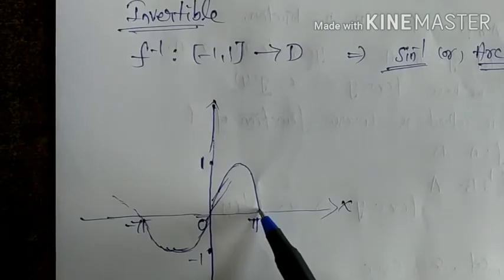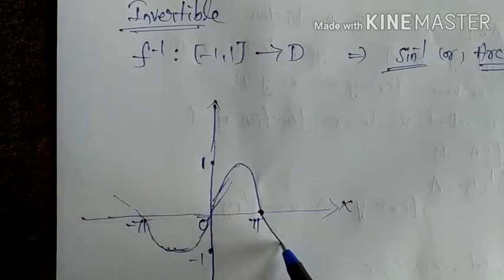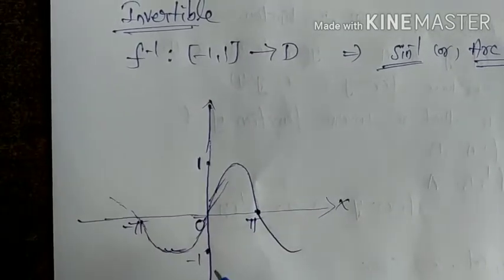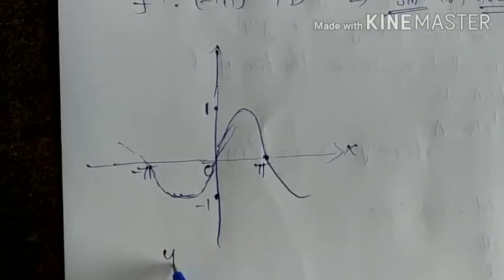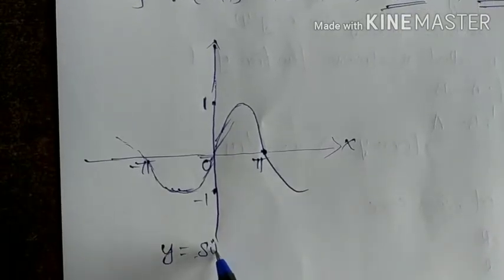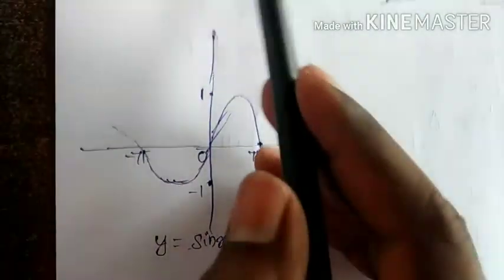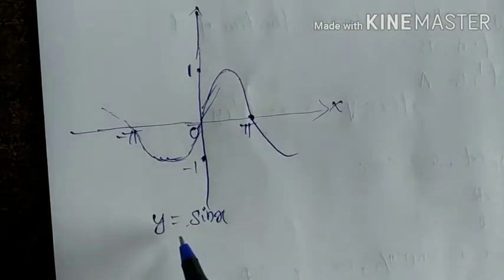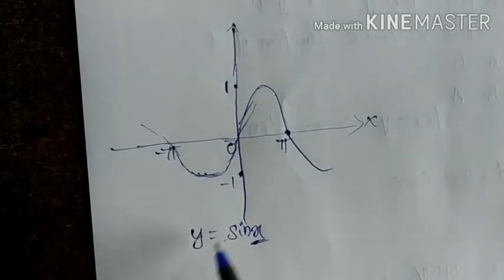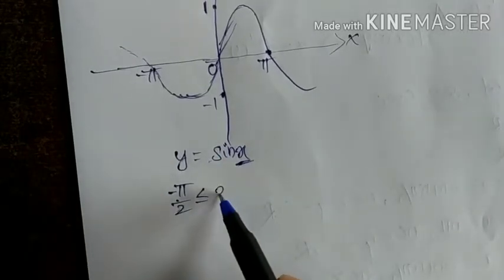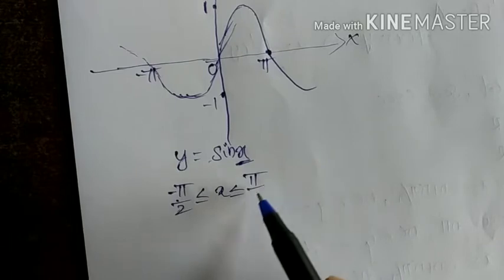Okay, this is the graph of the sine function. Here this represents y equals sine of x. This is valid for any of these intervals, so we can take this interval. Here x is valid for these values: minus pi by 2 less than or equal to x less than or equal to pi by 2.